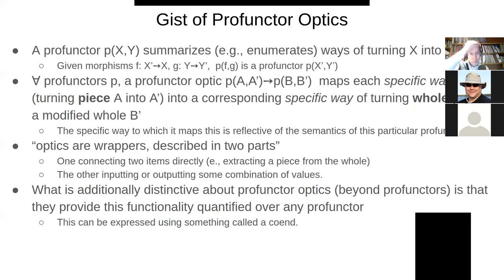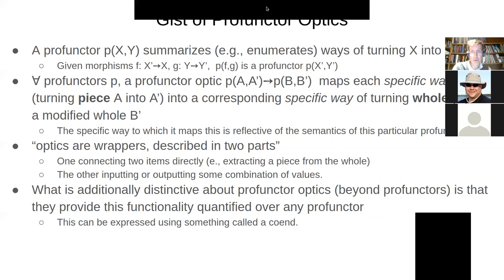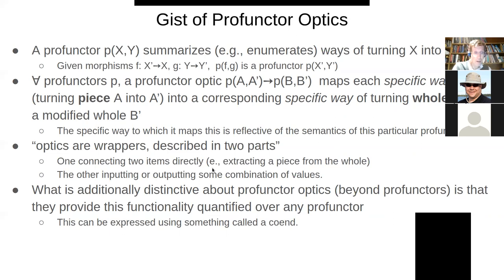So a profunctor optic maps each specific way of turning an A into an A prime into a corresponding specific way of turning a whole, a B, into a modified whole B prime. How it does that depends on this specific profunctor. And what Brendan Fong comments is optics are wrappers described in two parts. One connects the items directly, and the other outputs or inputs a combination of values.